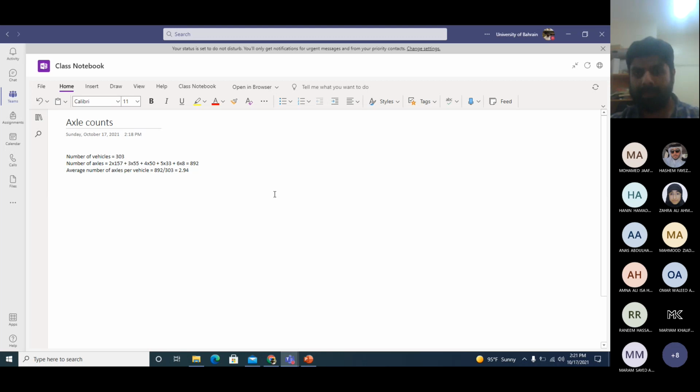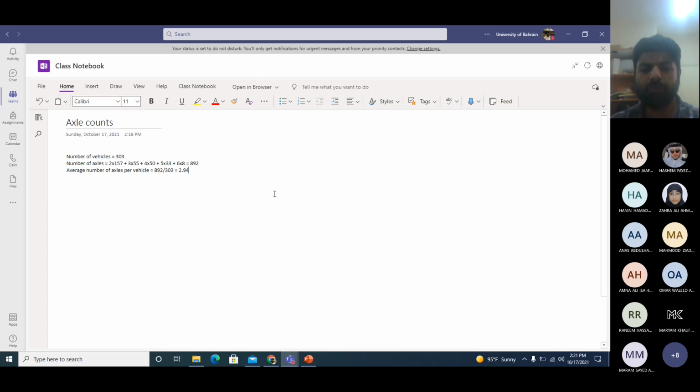Obviously, 2.94 is not a practical number. It's not a realistic number. It is just an average. So don't get confused about how a vehicle can have 2.94 axes. Obviously, a particular vehicle can have 2 axes or 3 axes or 4 axes, but on average, all vehicles combined, this is the number we get.